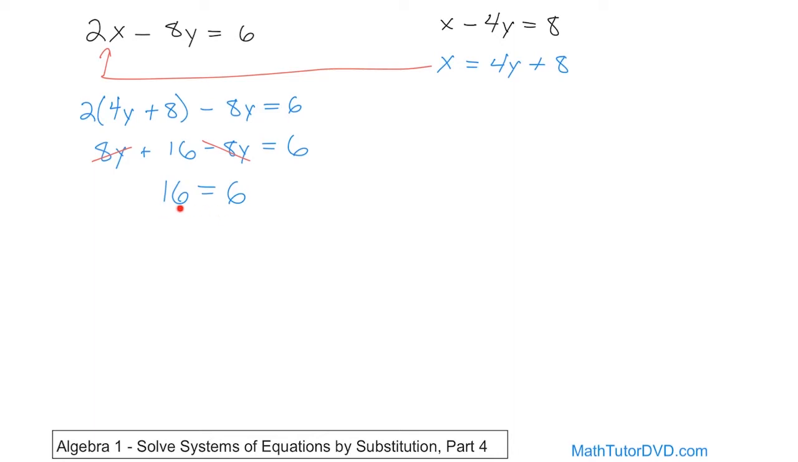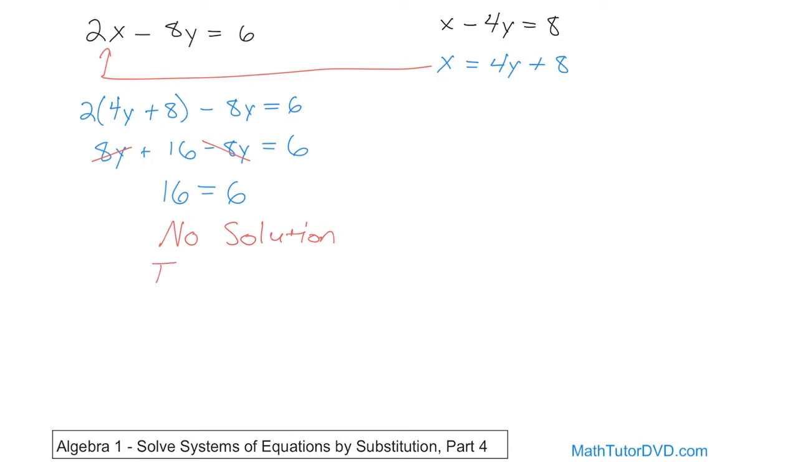What this is telling you, what the math is telling you, is that there is no solution to the system of equations. So when you get something weird like this that's impossible, like this is impossible to actually happen, what this is telling you is you have no solution to this system of equations.